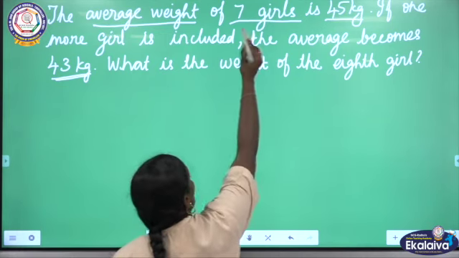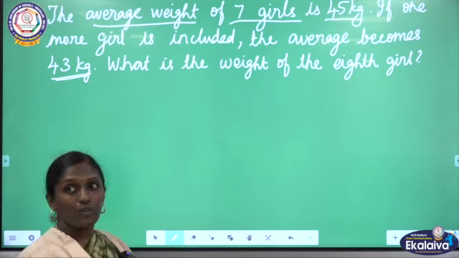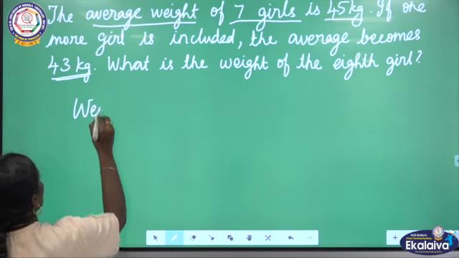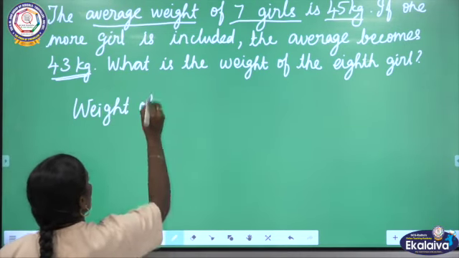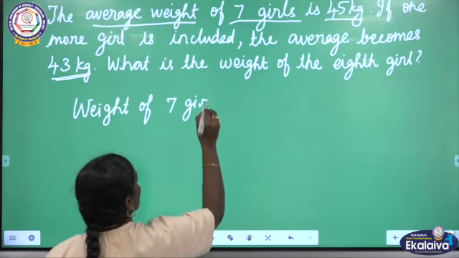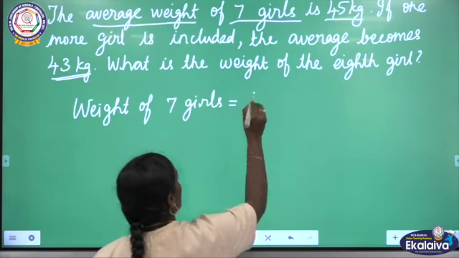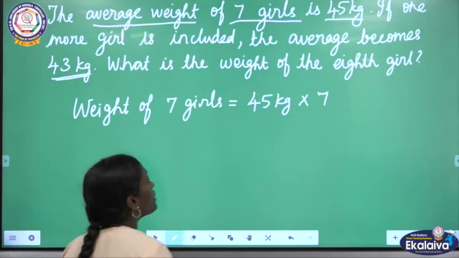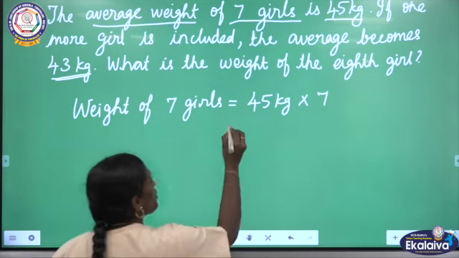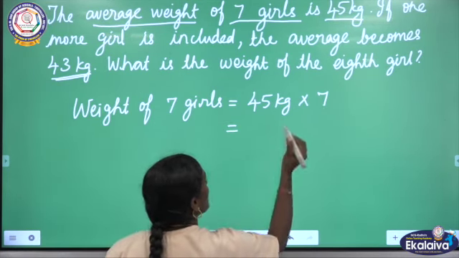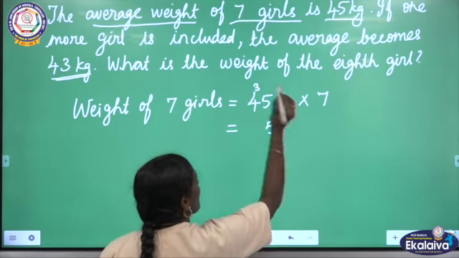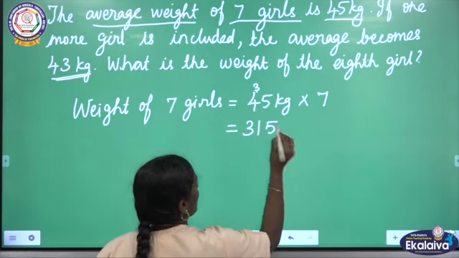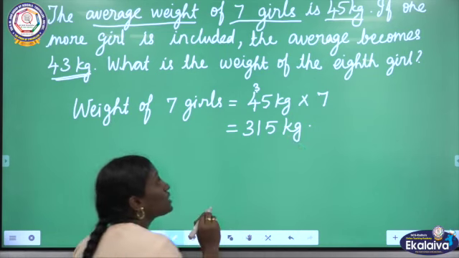By using this average of 7 girls, first we are going to find the weight of 7 girls. Weight of 7 girls is equal to average weight 45 kilogram into number of girls 7. So then we will get the weight of 7 girls. So 45 into 7, here 7 5s are 35, 5 here, 3 carry over, 7 4s are 28, 28 plus 3, 31. So this is the weight of 7 girls.